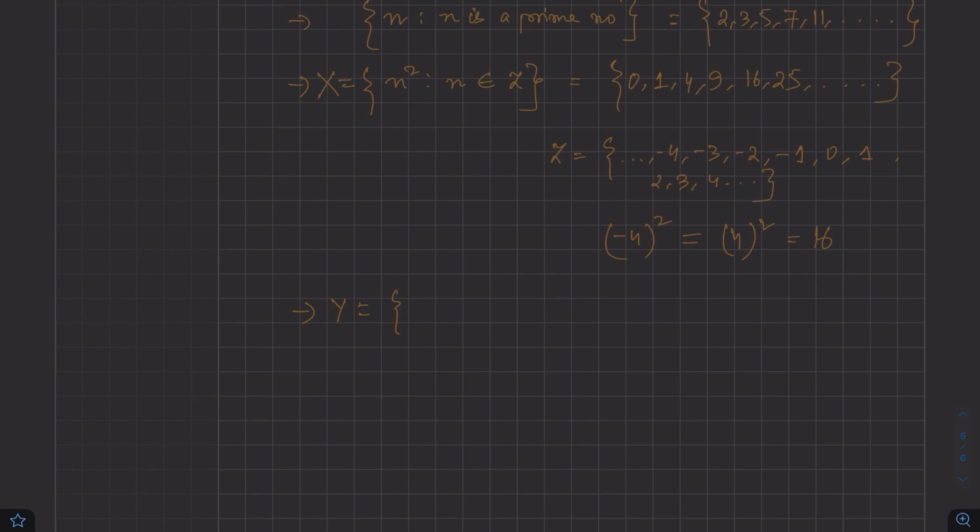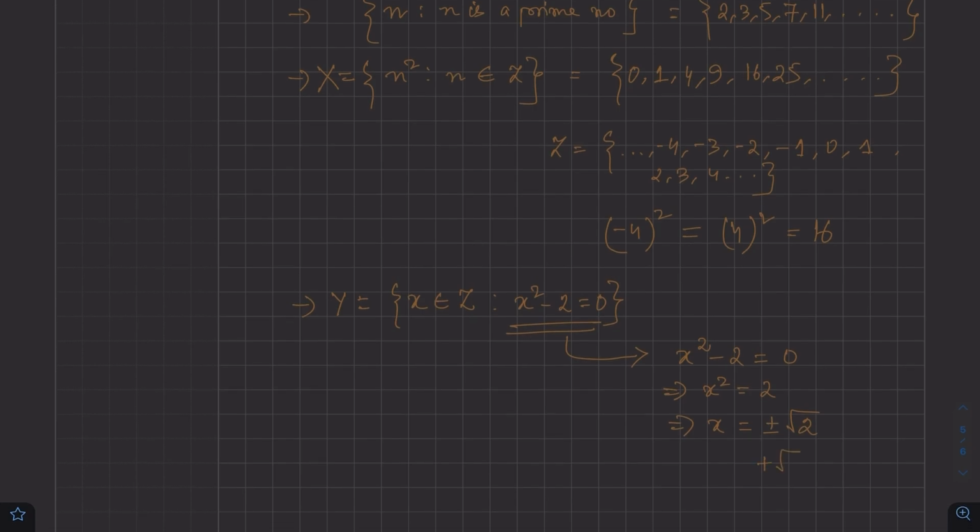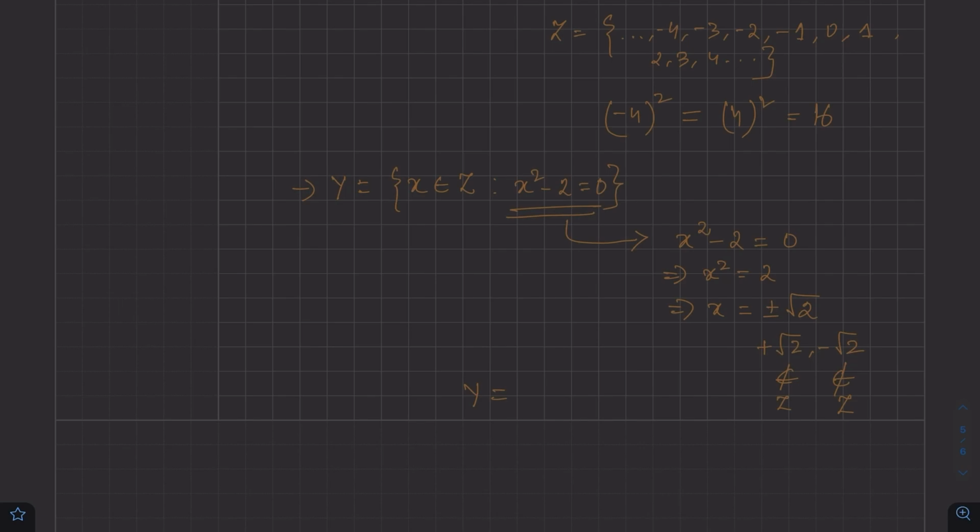Let's take another example. Let's take set y, where the elements are integers which satisfy this particular condition, x squared minus 2 equals 0. Let's take a look at this condition, x squared minus 2 equals 0, which means we have x squared equals 2, and the solution for this is plus or minus root 2. Now as we know, plus root 2 or minus root 2, both of these aren't elements of the integer set. So in this case, y doesn't have any integer as the solution for the equation x squared minus 2 equals 0. So this is an empty set.